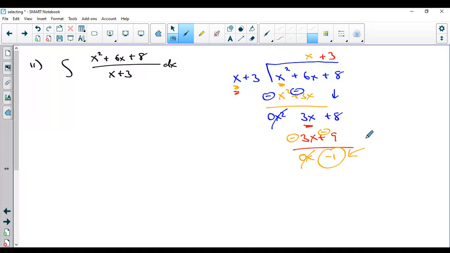Circle it. That is your remainder, right? So this is your remainder. This is your quotient. This thing that you divided by is your divisor.